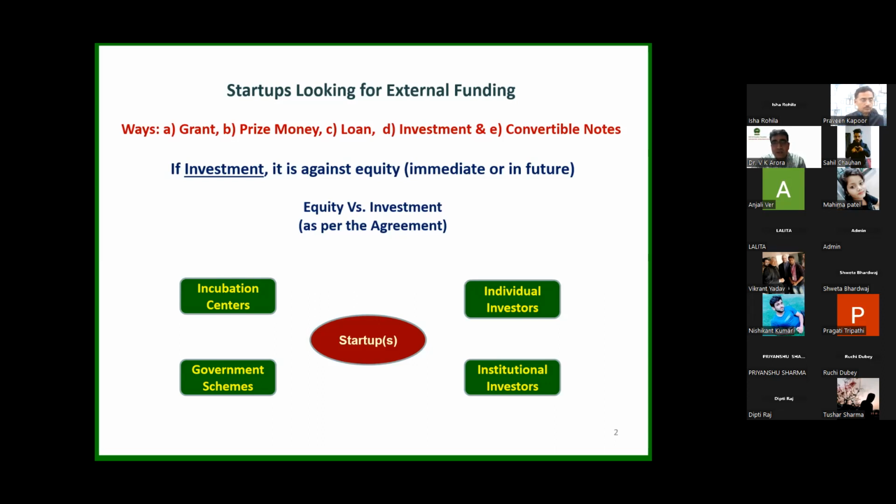Second is that the government is directly investing in your startup company. Maybe the route is through an incubation center, but yes, this is also possible. Third one is individual investors. In general language, we call them angel investors. Individually, I come and say that Dr. V.K. is interested in your company. We want to buy 10% of the equity, and this is how it is going to happen.